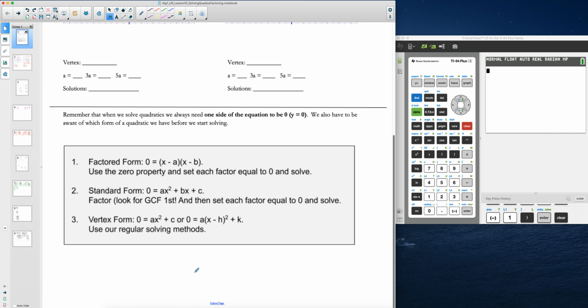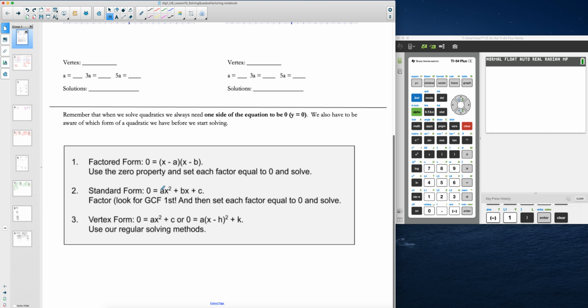Now, the third thing is vertex form. And that could be where we have an h value, or maybe we don't have an h value, and then we can just use our regular solving methods. We don't have to factor. We don't have to do anything fancy. So a lot of this is really about recognizing the forms that we've talked about, right?